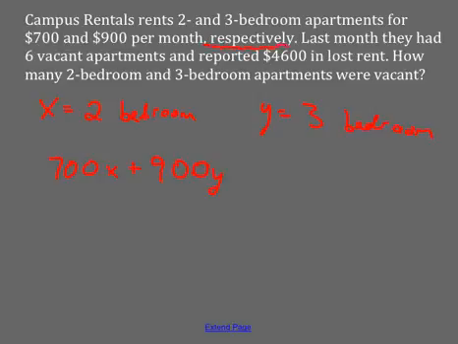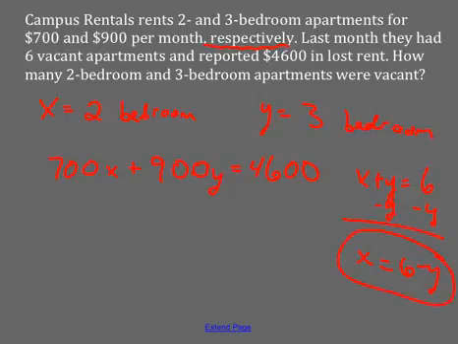Last month they had 6 vacant apartments and reported $4,600 in lost rent. So the number of apartments doesn't matter, or what they are doesn't matter. It's just going to be X plus Y apartments equals 6 for the 6 vacant ones. I'm going to move Y to the other side here, and I'm going to do X equals 6 minus Y. That's going to be my substitution.